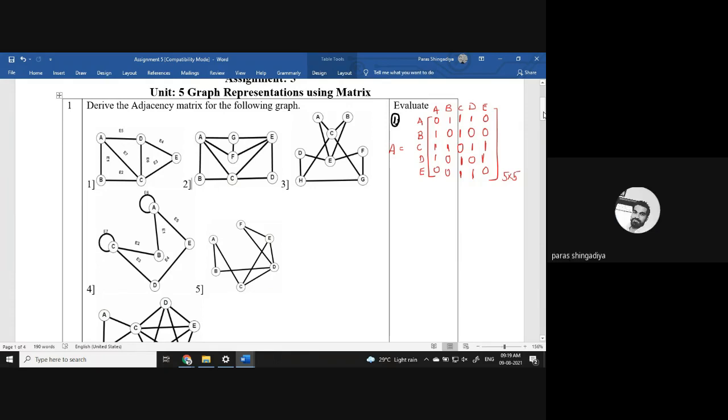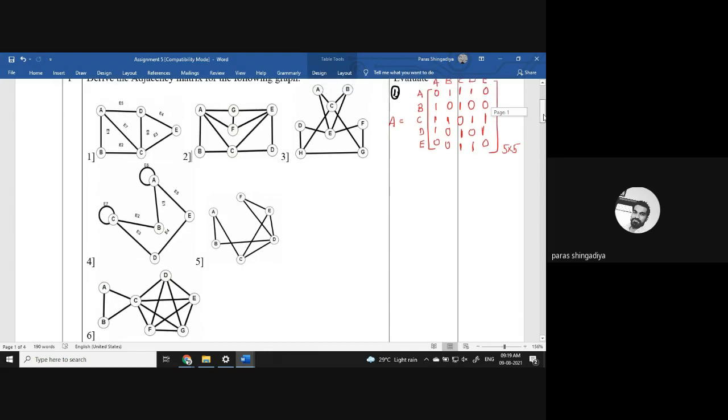Okay, how many graphs have all of you completed? Has everyone done the second one? All of you have done the answer for the second graph? Now do it up to the fourth one. Fifth and sixth are for homework. Up to 4, finish it. And 5 and 6 are for your practice, so finish them whenever you feel.